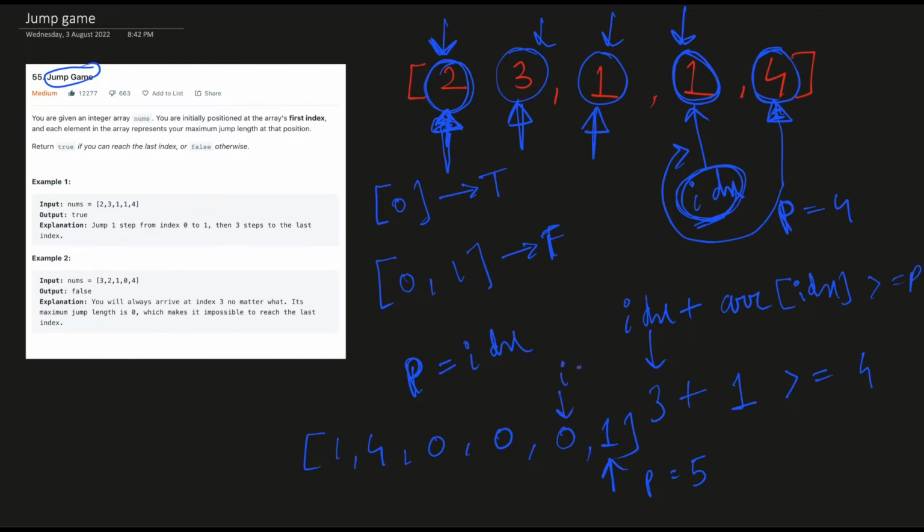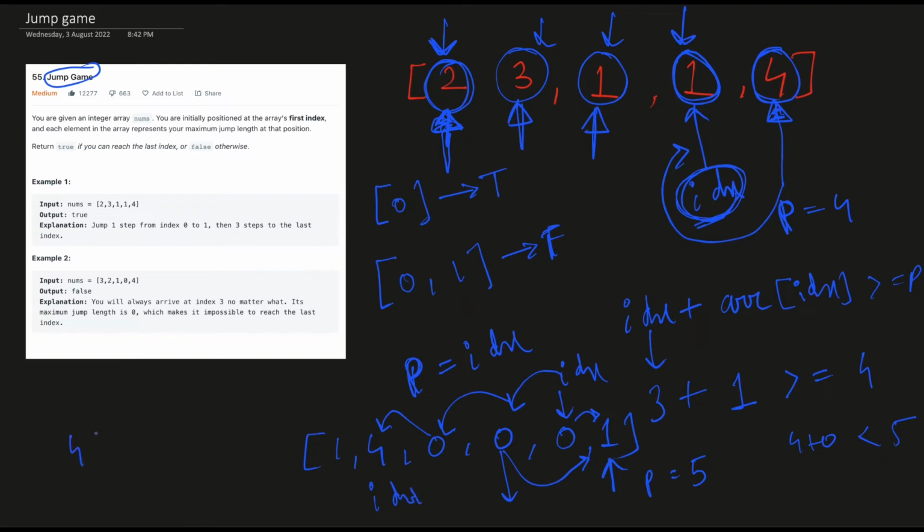Let's suppose this is our IDX. Can we reach here? No, because 4 plus 0 is less than 5. So we cannot reach here. We will not shift our pointer, but we will decrement our IDX. Now our next IDX is here. Can we reach here? No. Then we again decrement our IDX, and our pointer is intact at position 5. Can we reach from here? No again. Then we again decrement our IDX. Now in this case, can we reach the end?